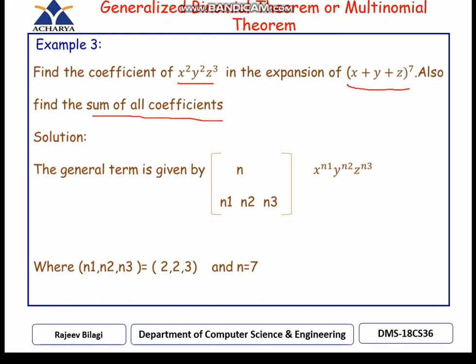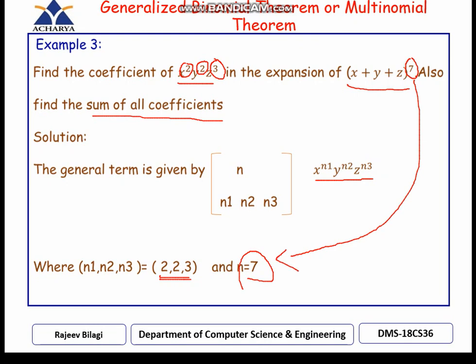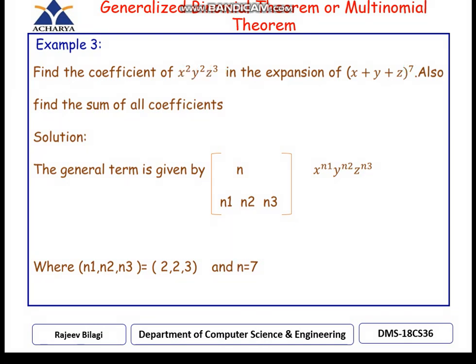So the general term here, what we have seen in the previous slides, is given by this one, n by n1 n2 n3, then x to the power of n1, y to the power of n2, z to the power of n3, where if you add all these three, n1 plus n2 plus n3, that should be n. So if you look here, n1 is 2, n2 is 2, n3 is 3. So if you add, 2 plus 2 plus 3, which is equal to 7, which is the same as n. Okay, so then I can apply this particular formula.